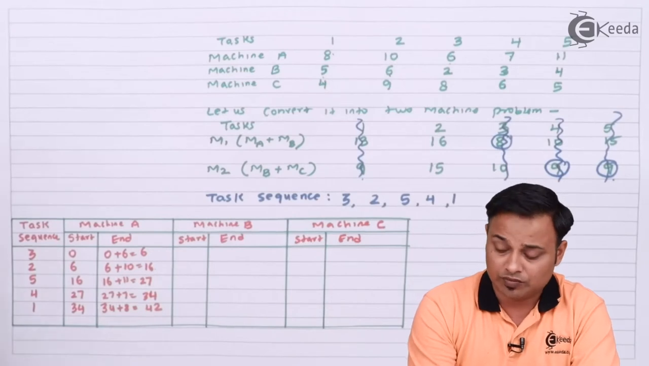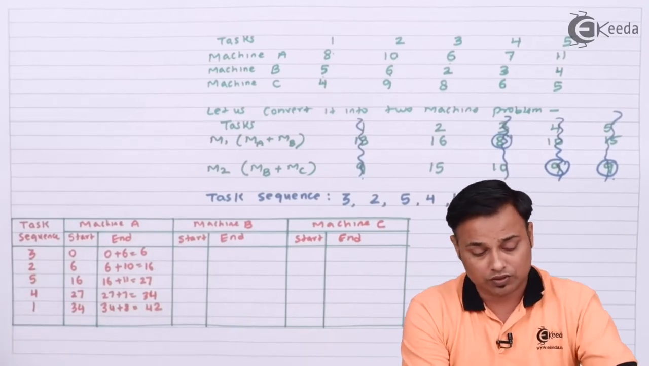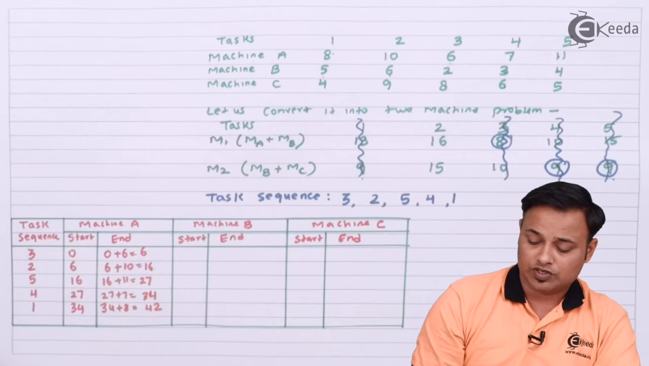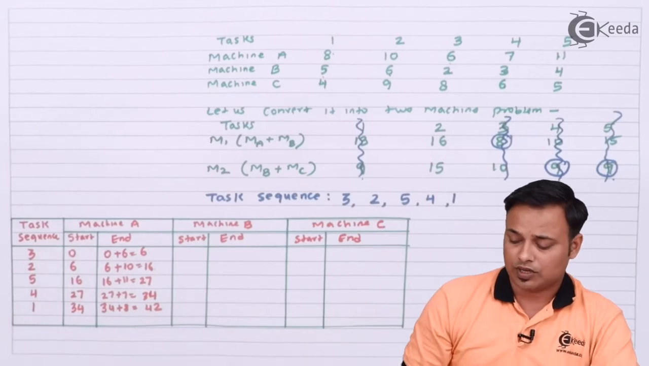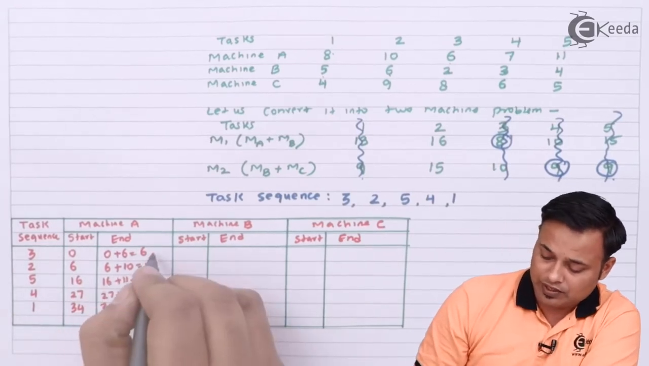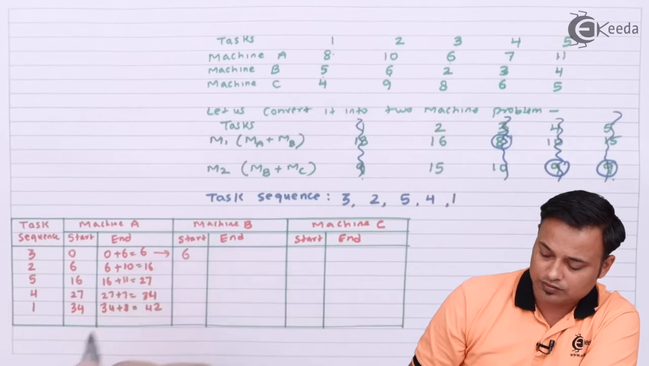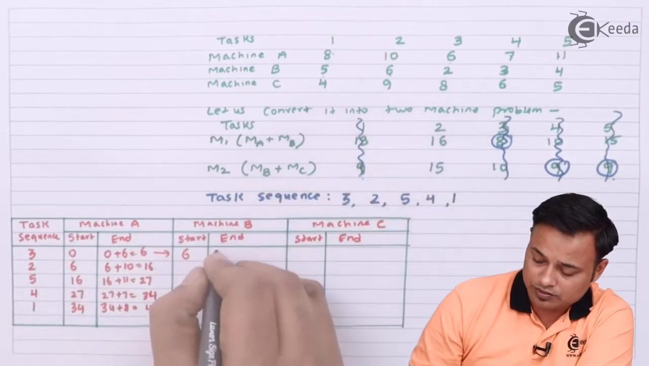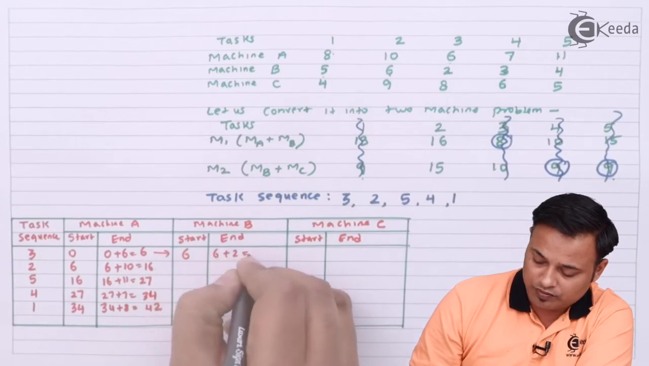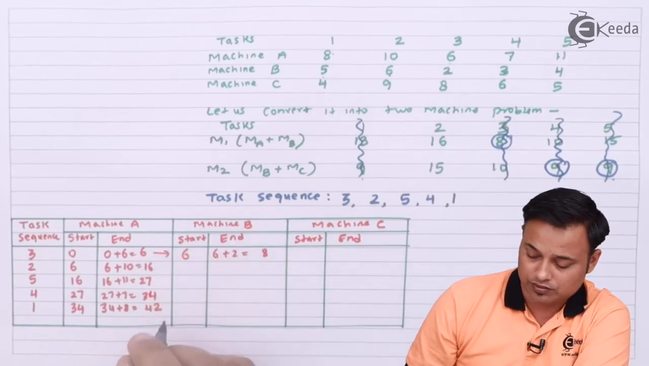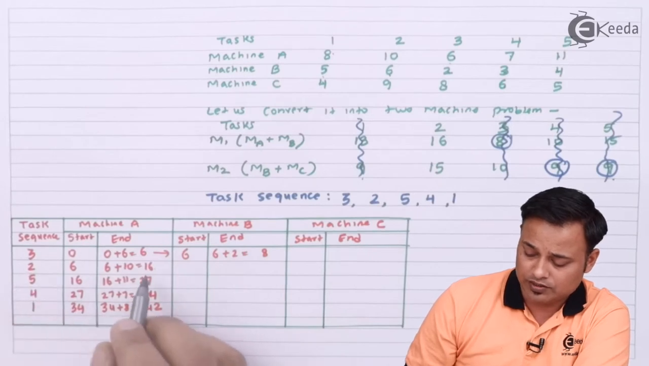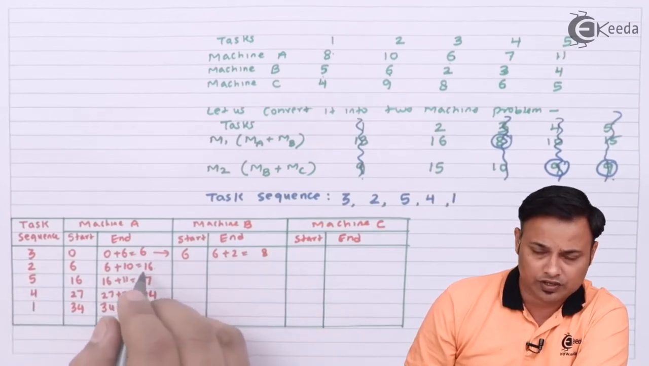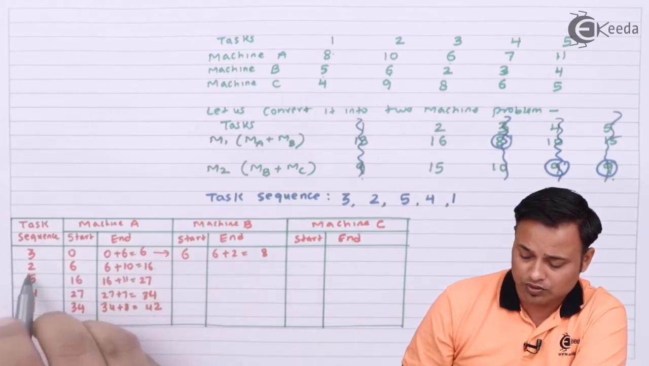Now we'll start with machine B. For machine B, how are the calculations? Let's see. Machine B mein kya hoga? Machine B mein aayega aapka ye pehla wala 6 to yahi pe transfer ho jayega. Ab job 3 mein tumhara machine B mein lagta hai 2 minutes. So 6 plus 2 it will be 8. Job 2 mein aayega 16 or 8. That is the finishing time of job task 2.